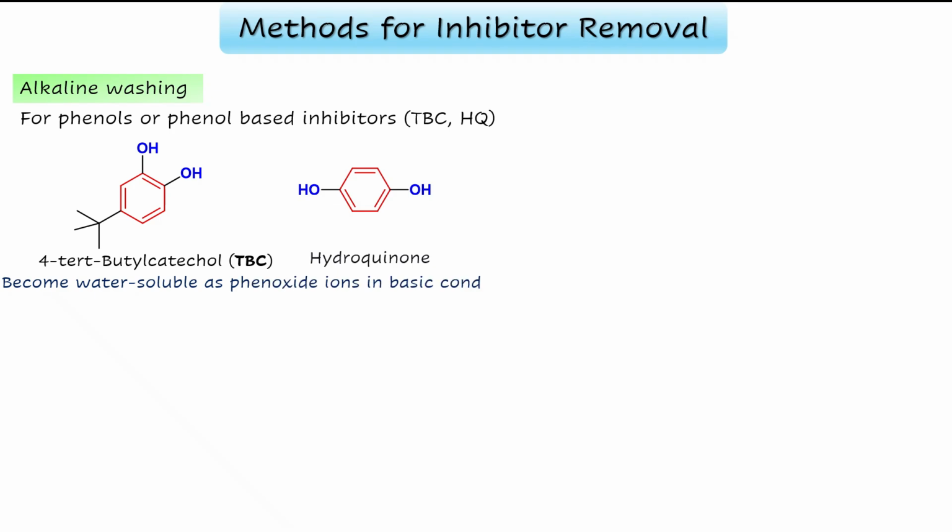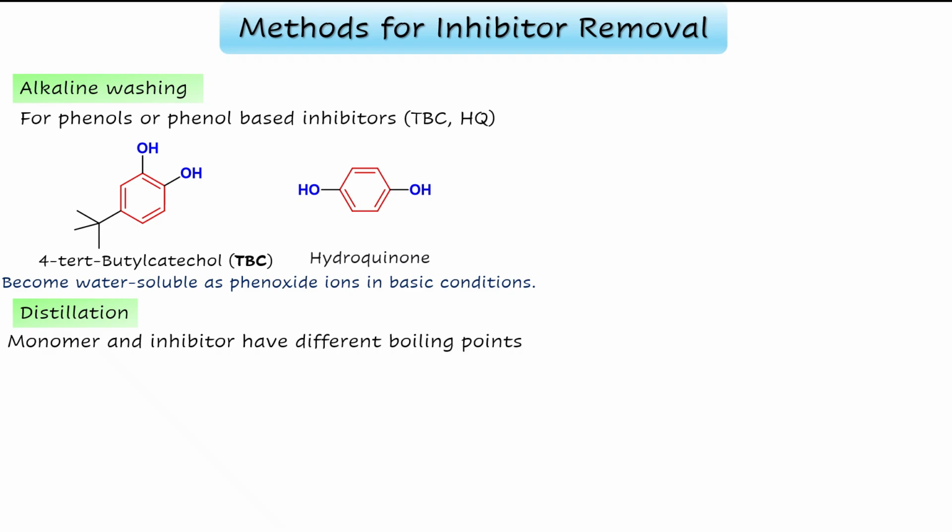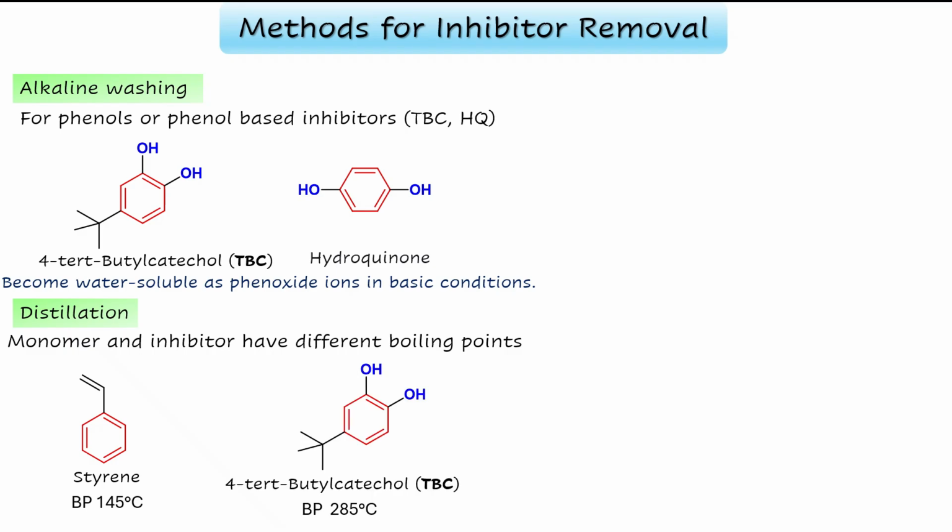The second method of removing inhibitor is distillation. This is a widely used method. It is based on the principle that monomer and inhibitors have different boiling points. Styrene has a boiling point of 145 degrees Celsius, whereas TBC has a boiling point of 285 degrees Celsius. So in this case, styrene can easily be distilled out.